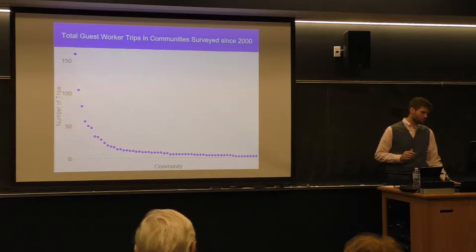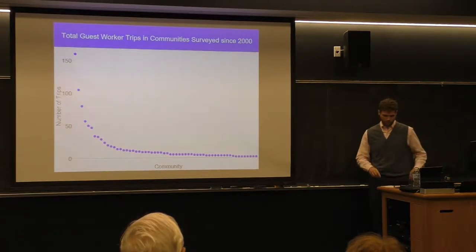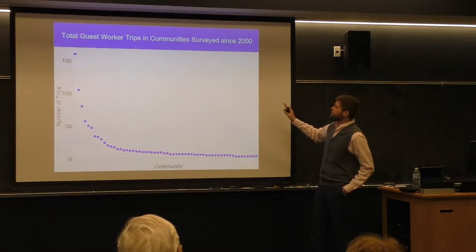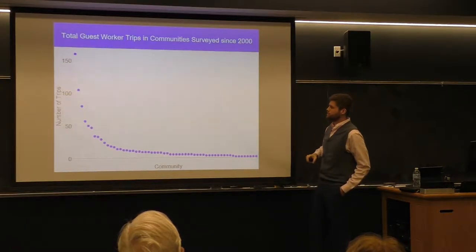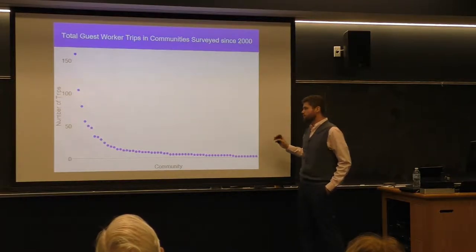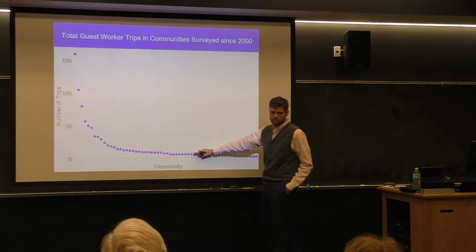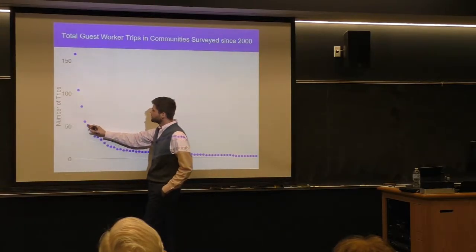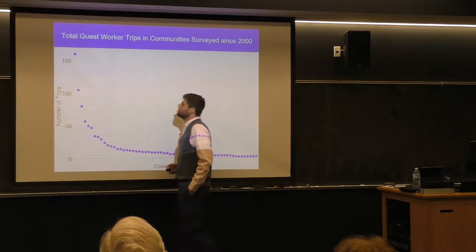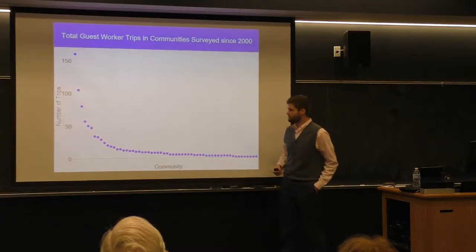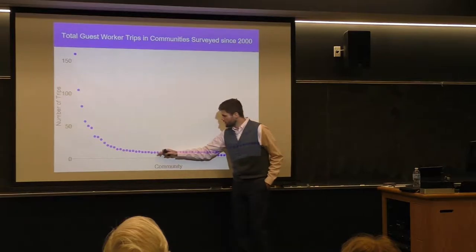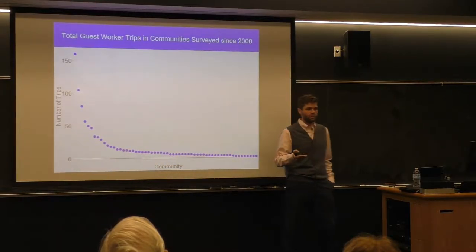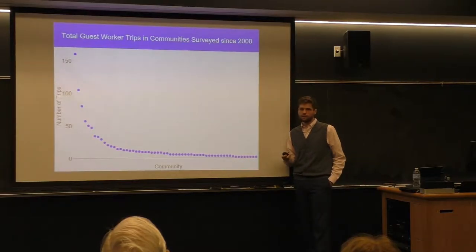So, yeah, some of those trends will come out by looking at the data a little bit. This is just the total guest worker trips in communities that you've surveyed since 2000. The main thing to know is that in most communities there's very little guest worker migration. And then you can see there's a handful that appear to pick up some more momentum and develop a trajectory. I think some of these lower levels may have to do with perhaps a recruiter coming to move guest workers, but a smaller operation who only wants 5 or 6 workers.